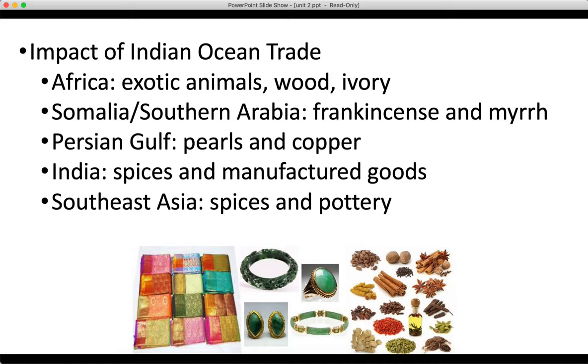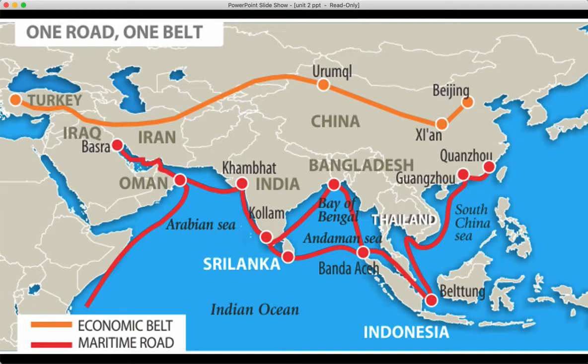So let's talk about the impact of Indian Ocean trade. In part, you have to first know what goods are coming from where. So from Africa, we are going to see exotic animals, both alive and dead, furs, skulls, but also live rhinos, things like that. We see exotic animals, wood, and ivory. Ivory meaning elephant bone.